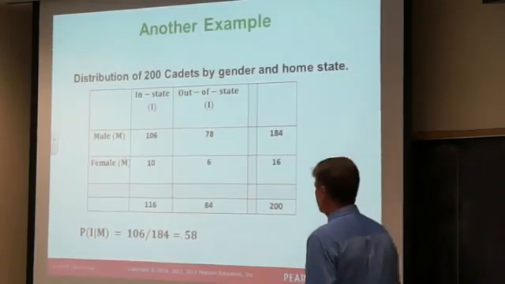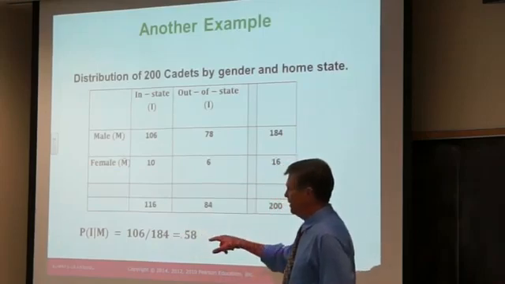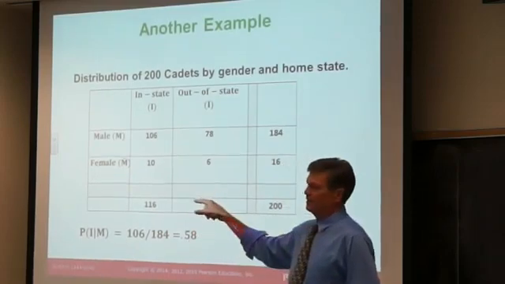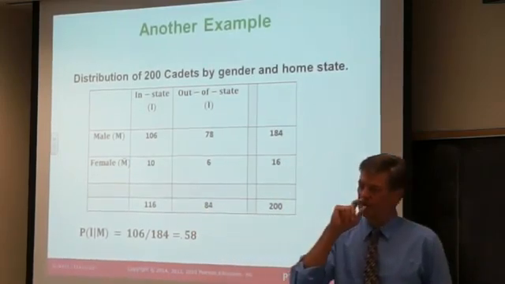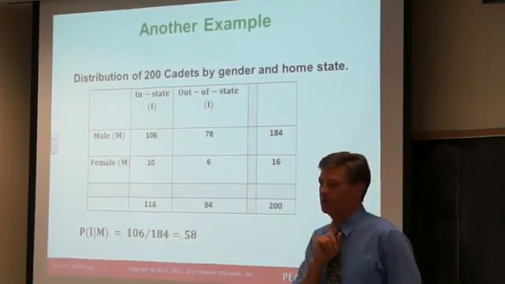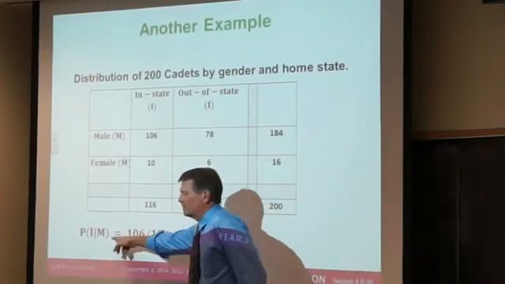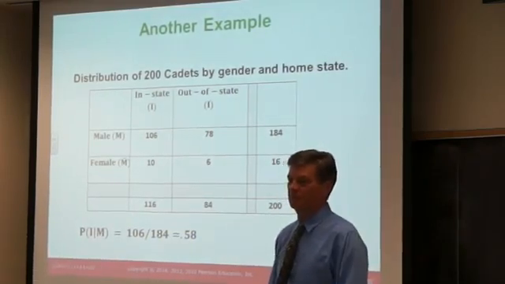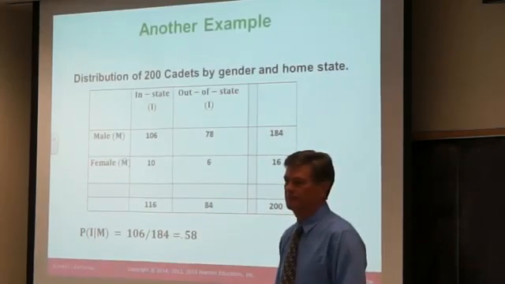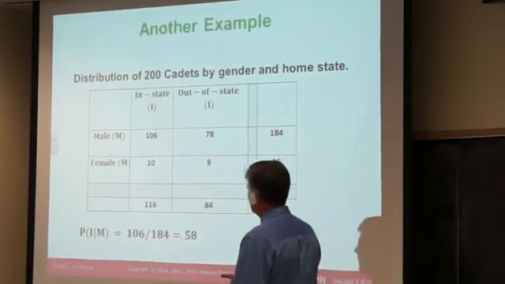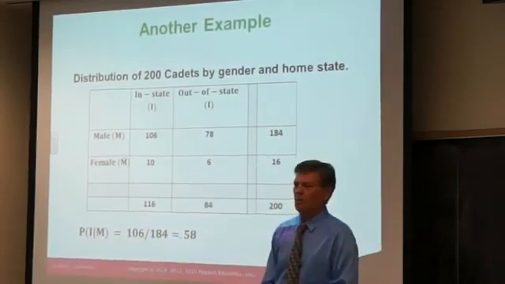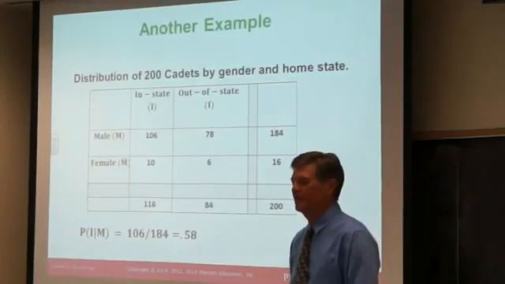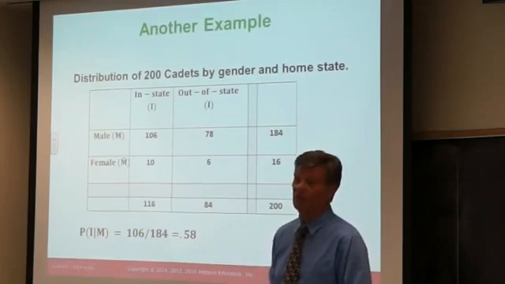And then the conditional probability is the one I gave here, P of I given M. Well, how would you say that in an English sentence? Translate from the notation back to a sentence. Given the number of males, the probability of them being in state. Yeah, given a male, what's the probability that a cadet is also in state?